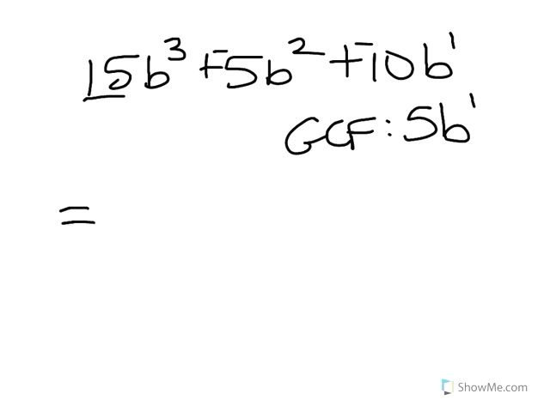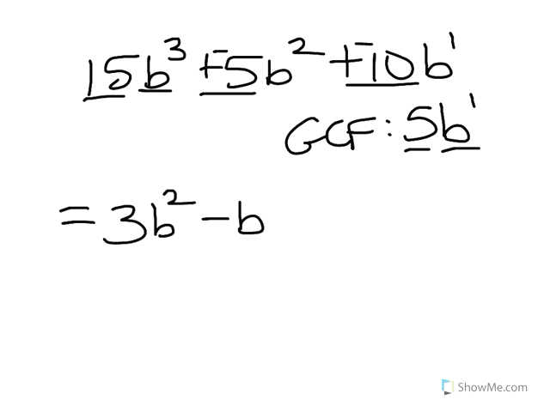So we have 15 divided by 5, that's 3. We have b cubed divided by b to the first, that's b squared. We have negative 5 divided by 5, which is negative 1. And b squared divided by b to the first is just b, so that'll be a negative b. Then we have negative 10 divided by 5, that's negative 2. b to the first divided by b to the first is b to the 0, which is 1, which we don't need to write. So that's our division.